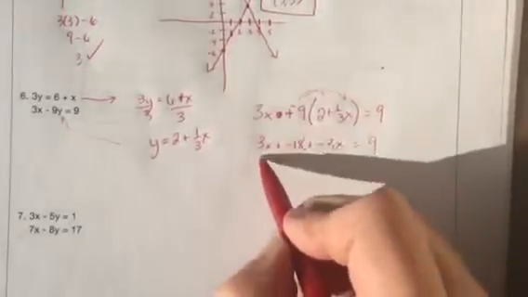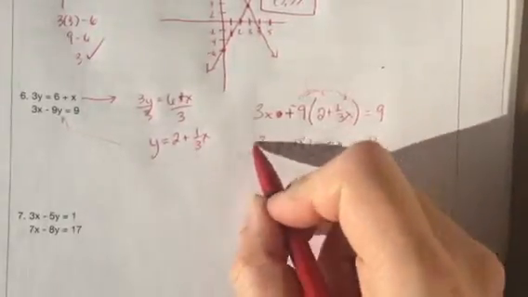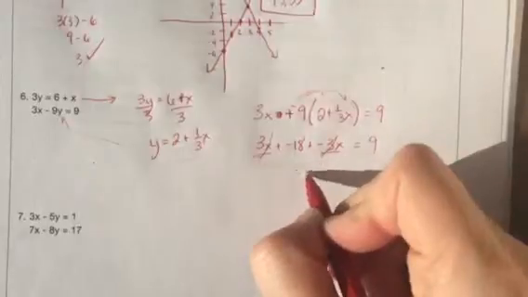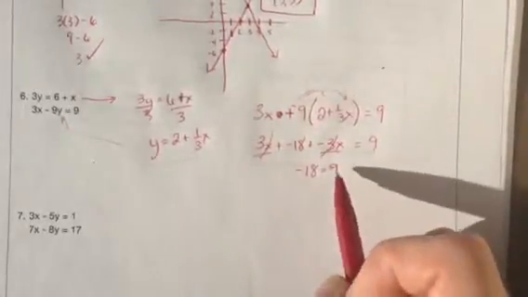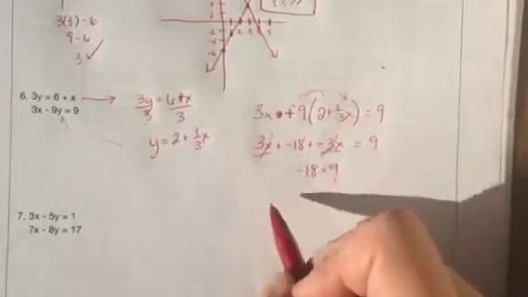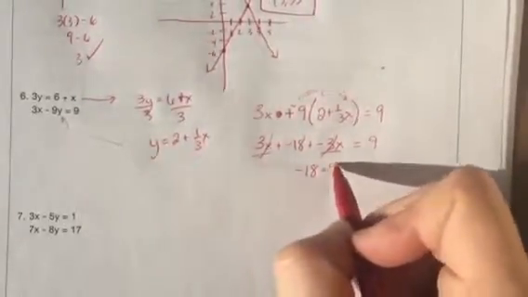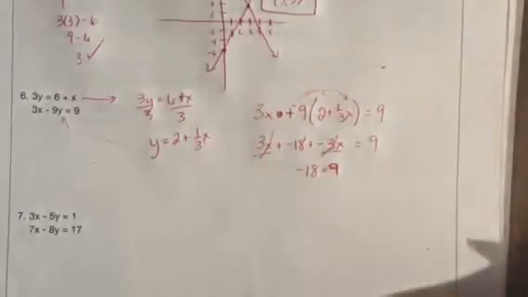And now I combine like terms. 3x and -3x is actually 0x. Those go away. And I'm left with -18 equals 9. So this is a different situation than I've been having. I was expecting to get x equals a number, but the x is dropped out. And so now we have that strange situation where we have to interpret this -18 equals 9 situation.